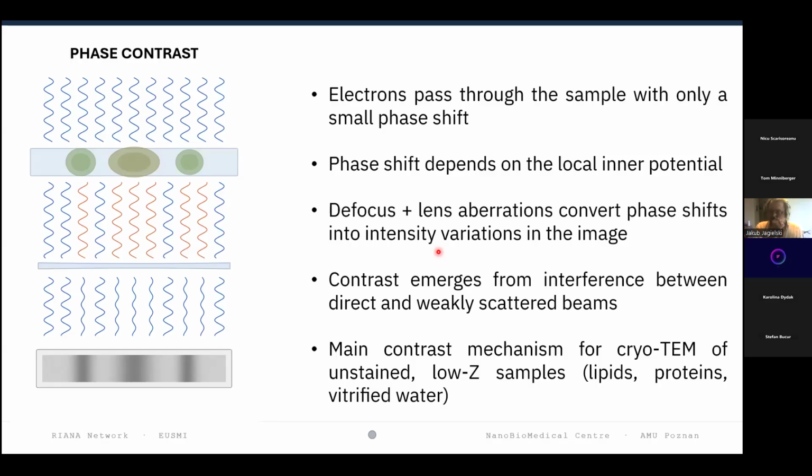The phase contrast mechanism, governed by the contrast transfer function, is the dominant source of image contrast in cryo-TEM of unstained samples, because we do not want to introduce high atomic number stains, which can disrupt the structure of our nanoparticles.